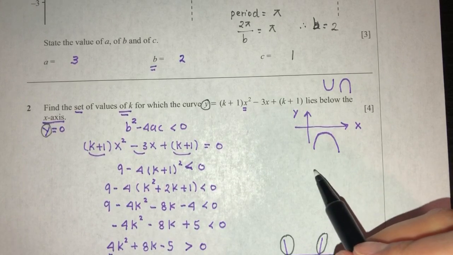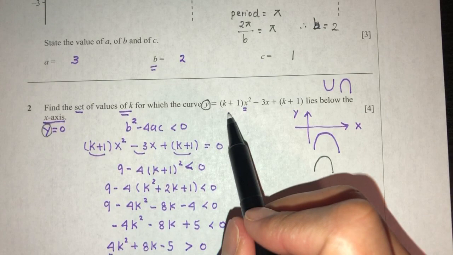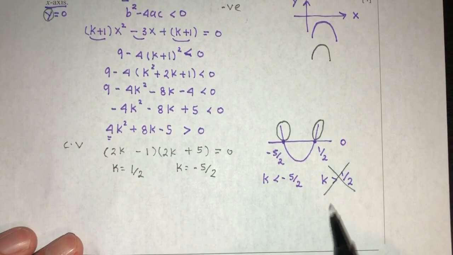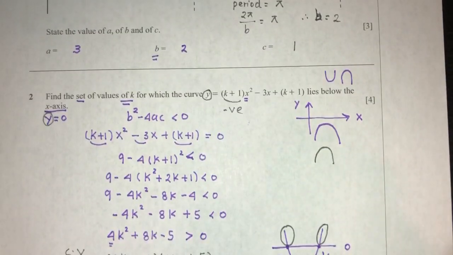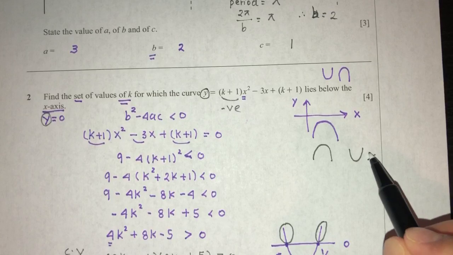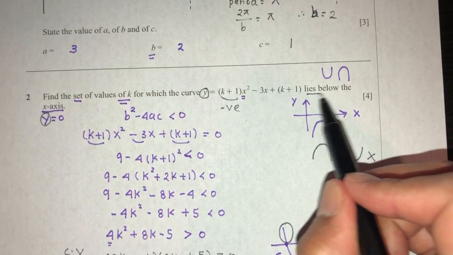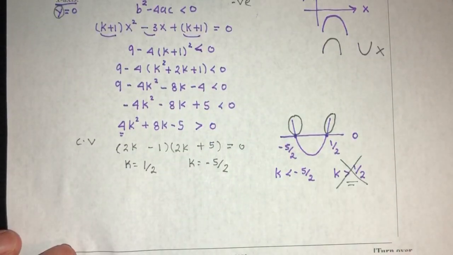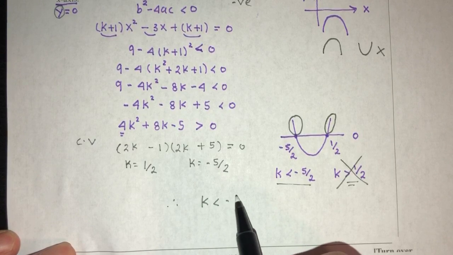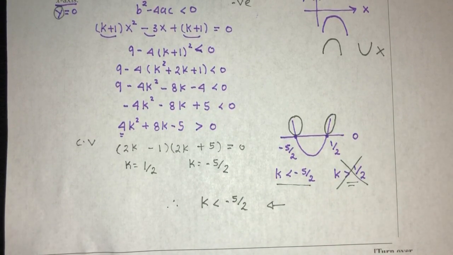It has to be this shape. As you guys know, for your graph to be this shape, your coefficient of x squared has to be negative. And by taking this value here, it will be positive, and it will not be this shape. It will be this shape, and it will not be good, because if it is this shape, it will cut your x-axis. It will not be below the x-axis. So that's why we only have to take this value as your answer: k is less than minus 5 over 2. That will be your question number 2.